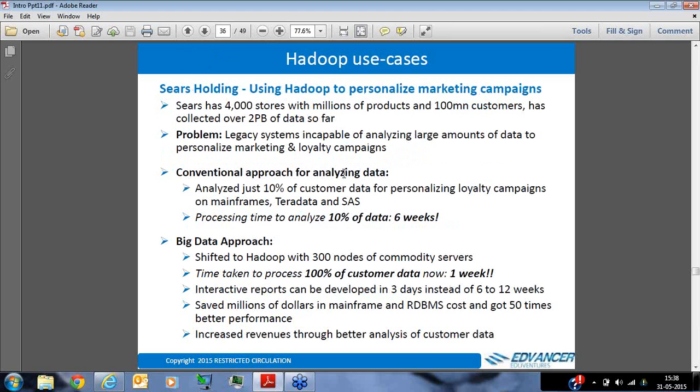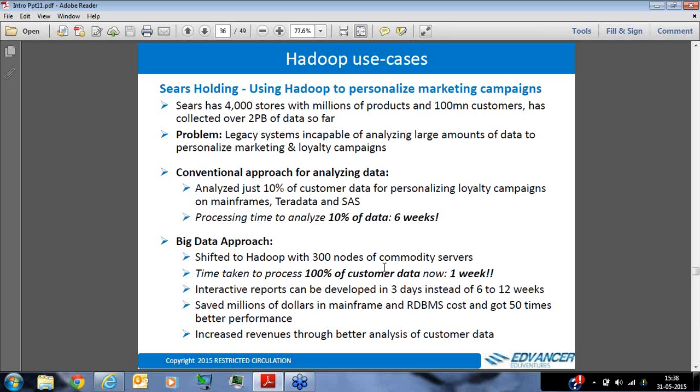Here's another very popular, I would say, case study from Sears Holding. Sears Holding has over 4,000 stores with millions of products, 100 million customers, and it has collected over 2 petabytes of data so far. So as you saw, Walmart had 3 petabytes. Sears is another competitor which has another 2 petabytes. And its problem was it wanted to personalize its marketing campaigns, its loyalty campaigns, etc. And it was facing a huge problem with its legacy systems, which were incapable of analyzing large amounts of data.